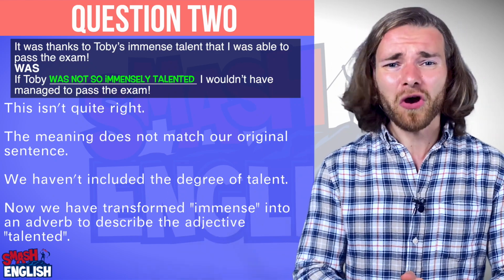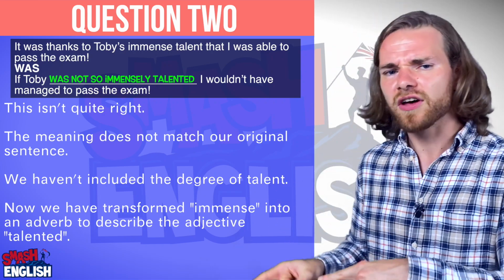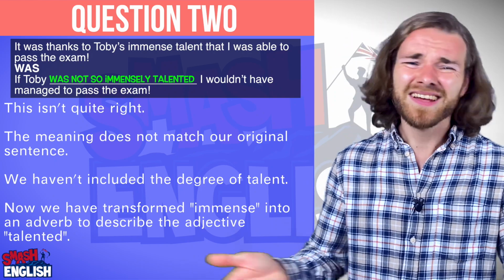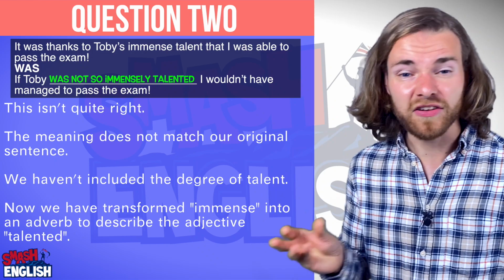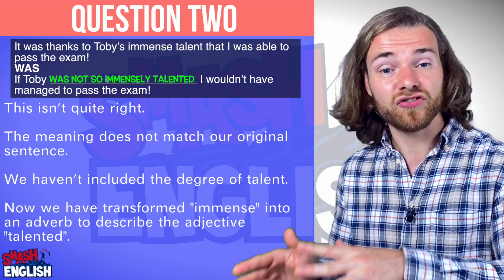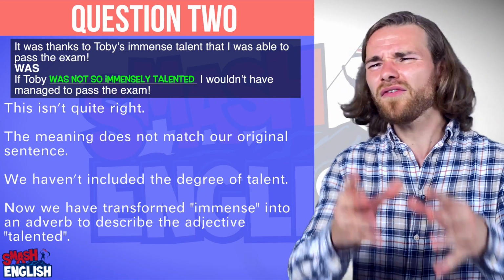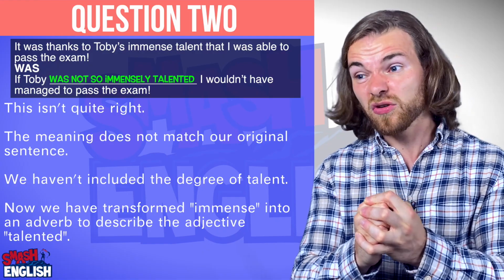Oh, that was complicated, but did you manage to do it? One thing that you may have done is said, if Toby wasn't so talented. And yeah, it's fine, but you're changing the meaning a little bit. Remember, our second sentence should be basically the same as the first in terms of meaning. So if you can minimize any differences, then that's a good thing to do. Yeah?